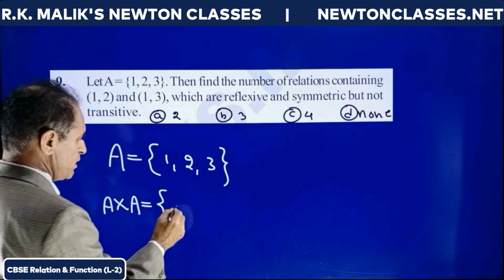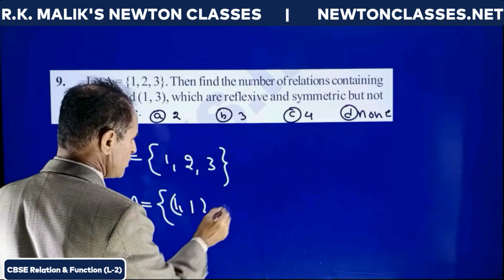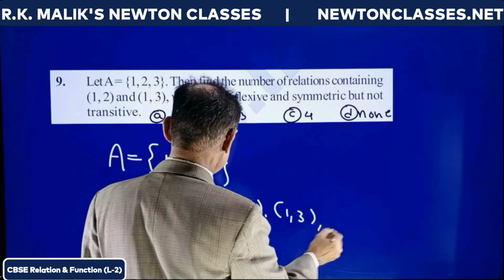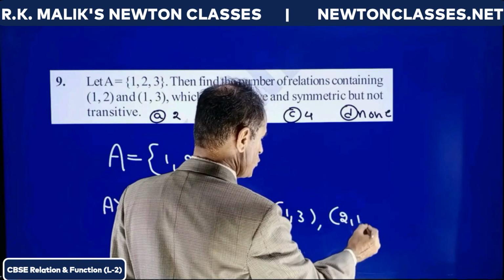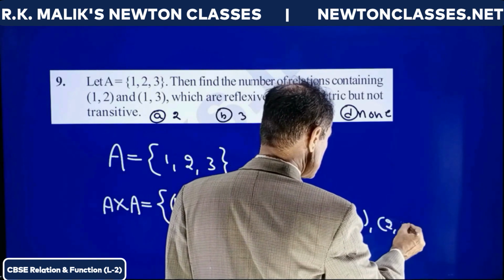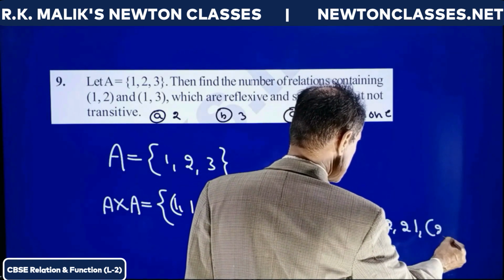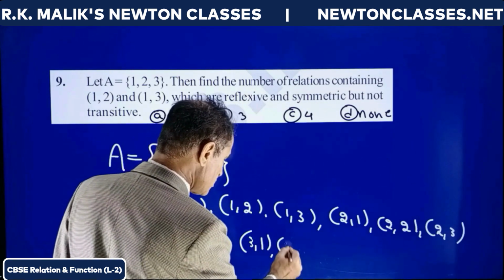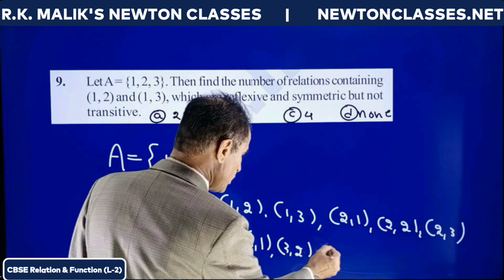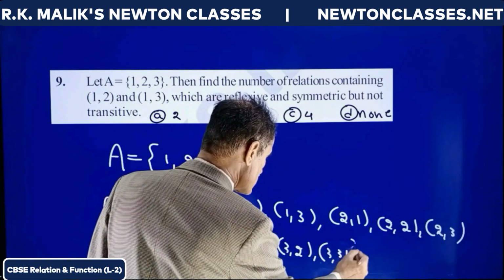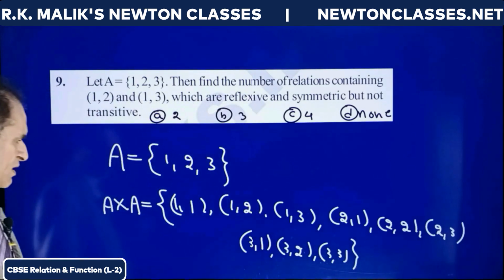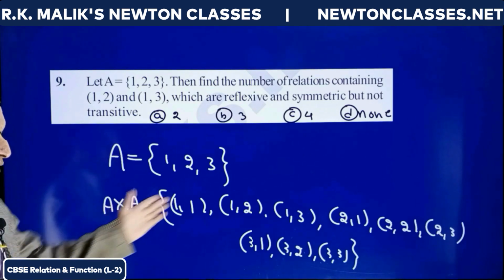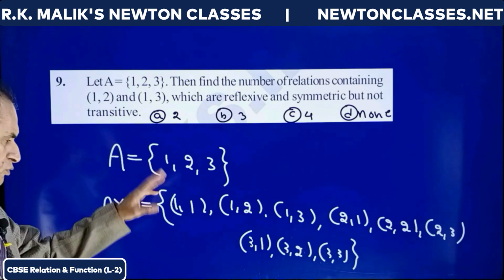A cross A will be (1, 1), (1, 2), (1, 3), (2, 1), (2, 2), (2, 3), (3, 1), (3, 2) and (3, 3). Clearly there will be 9 elements in A cross A. You can count, these are 9, 3 into 3.